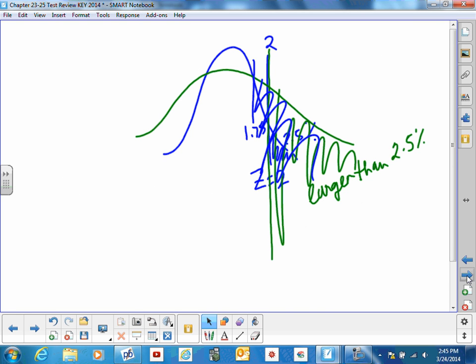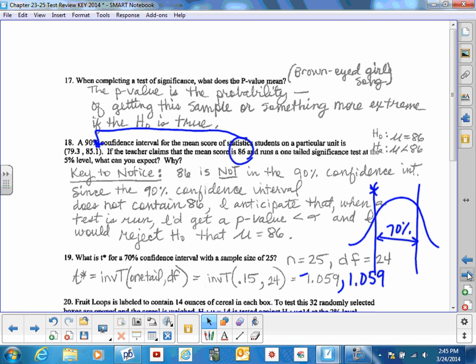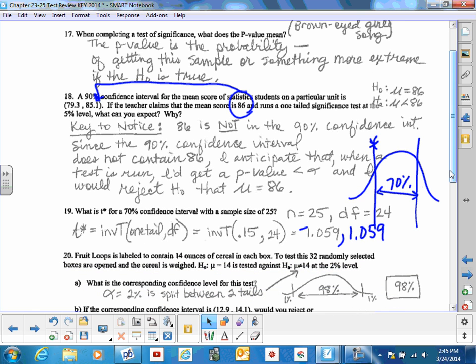So let's go on to number 17, which is the song about the p-value. It's the probability, okay? And Brown Eyed Girl song. Y'all good? Need to sing it? We're good? Okay. So here we go, number 18.